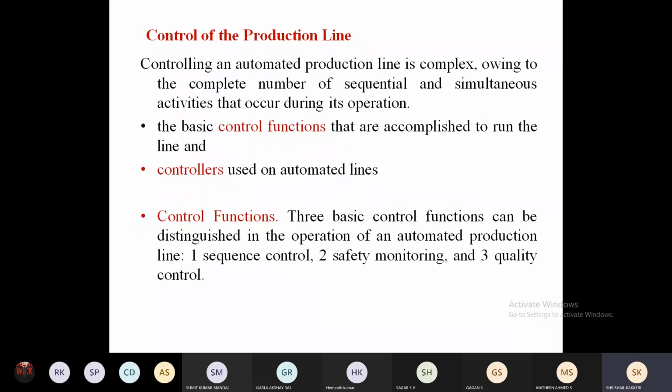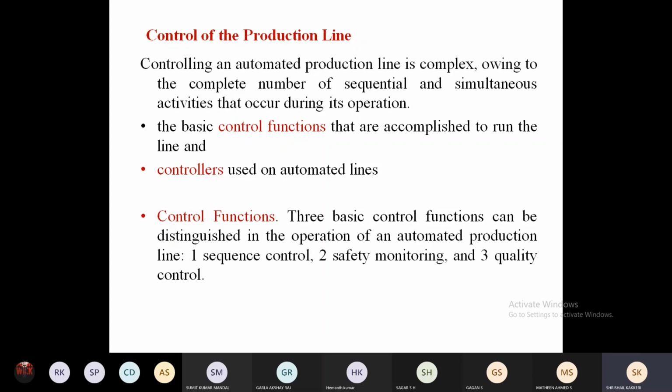There are two important things, the control functions and the controllers, which we use frequently. The control functions are three: sequential control, safety monitoring, and quality control. And what are their purposes? We'll try to see them.